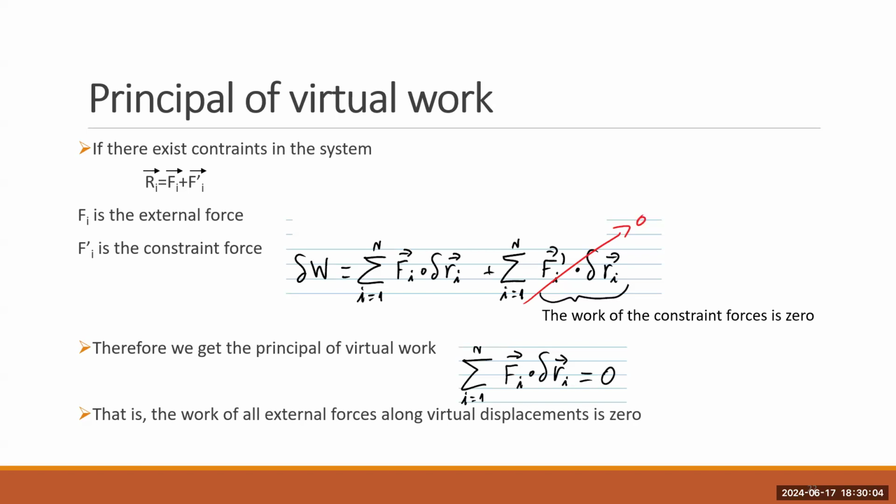It doesn't matter if there are constraints. If there are constraint forces, that doesn't matter. We have the external force times the virtual displacement, small displacement, and this must be zero. This is the work of all external forces along virtual displacements. Small displacement in our head is zero.